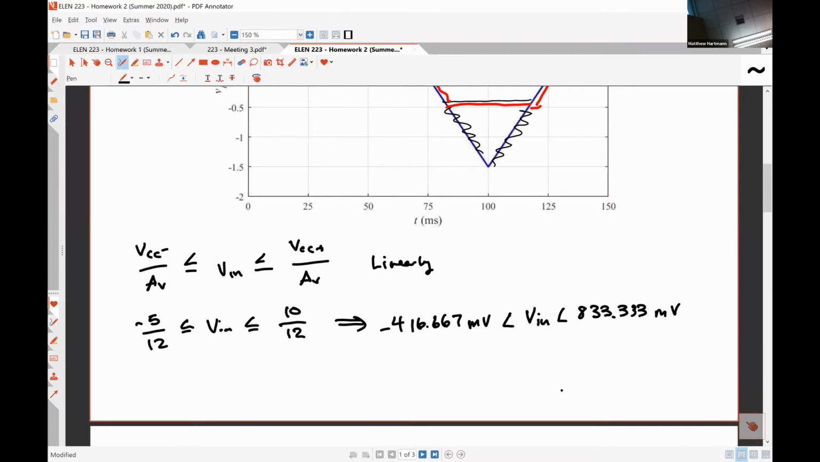The amplifier will behave in saturation simply when Vn is less than negative 416.667 millivolts, and when Vn is greater than 833.333 millivolts. So effectively, anytime it's not in the linear region, it will saturate.